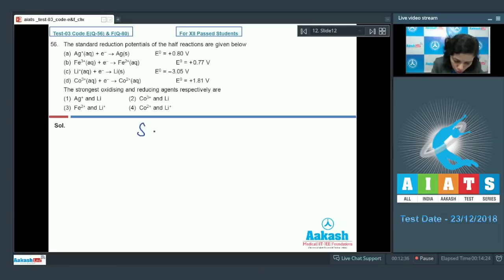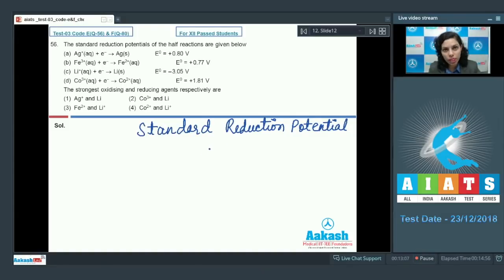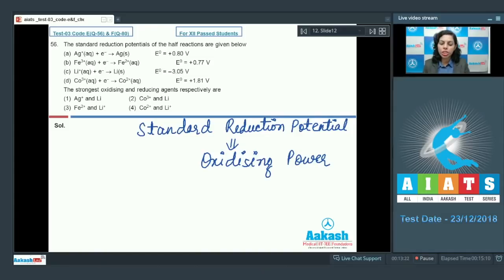One thing I just want to tell you is that the standard reduction potential basically makes clear the oxidizing power of the substance. It means if the substance has more standard reduction potential, its oxidizing power would be more. So we have to just check which has the maximum standard reduction potential and which one has the least reduction potential.